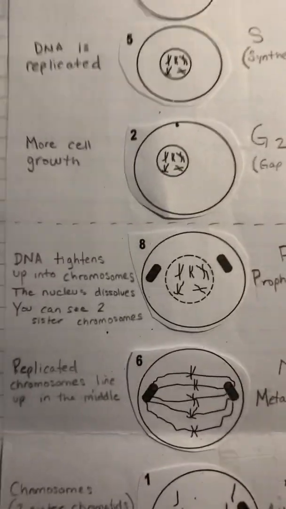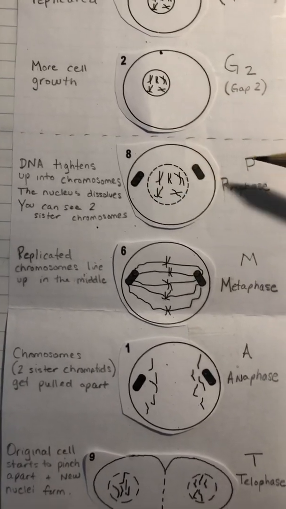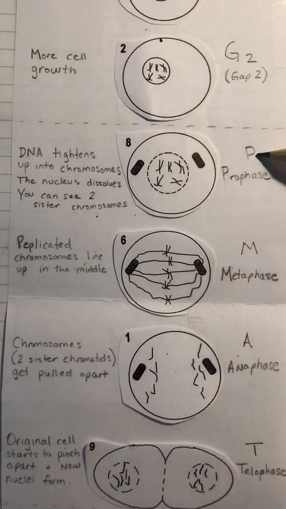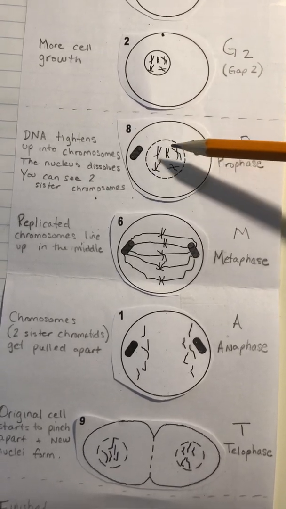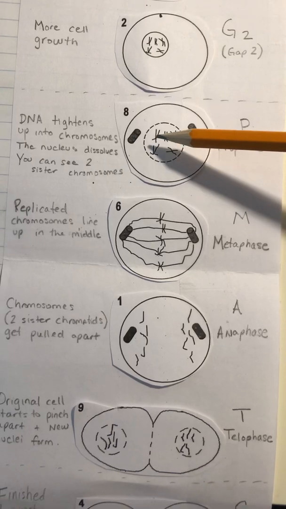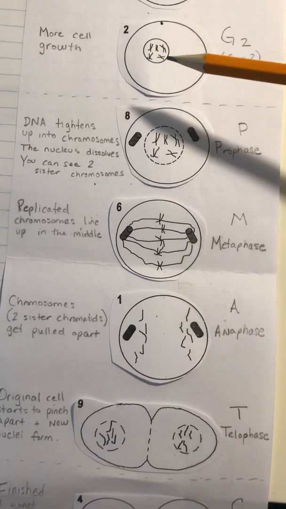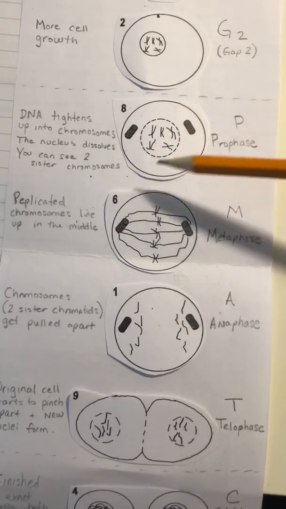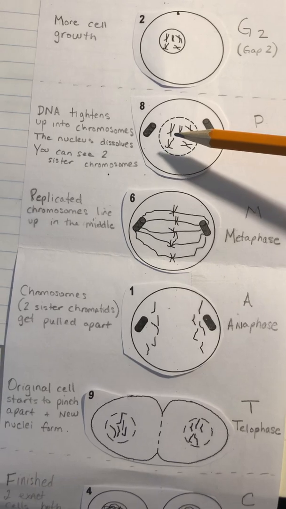Next, we're going to get into the actual process that divides the nucleus. So, cell 8 is the next. That's prophase. Prophase can be described as the phase where the DNA tightens up and is really visible as chromosomes, and the nucleus dissolves. You can see the two sister chromatids. You could see them before, but not really. This is just for our model. In real life, you can actually start seeing the DNA crush up real tight and become chromosomes at this phase.